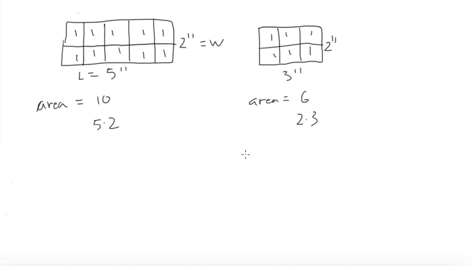All right, and then we could rewrite that as area equals 2 times 3, and 6 equals 2 times 3. Okay. So in this case, everything's changing. There is no constant, all right? So we would do A equals length times width, all right?